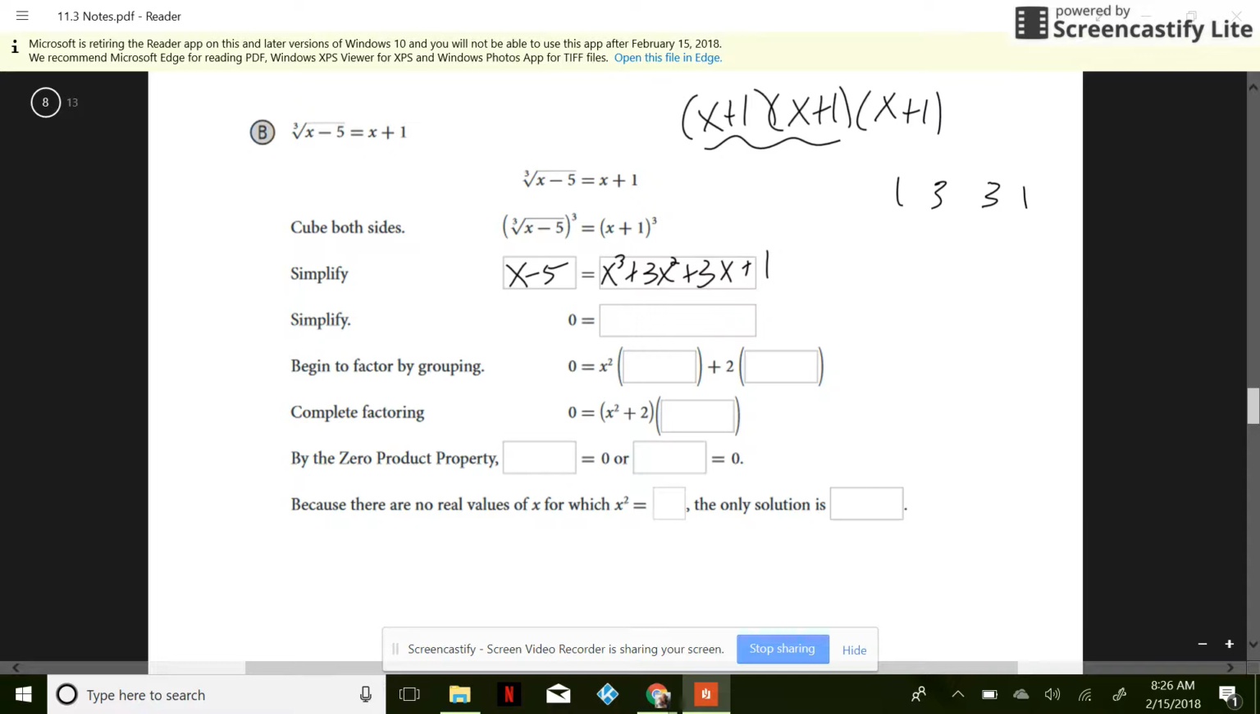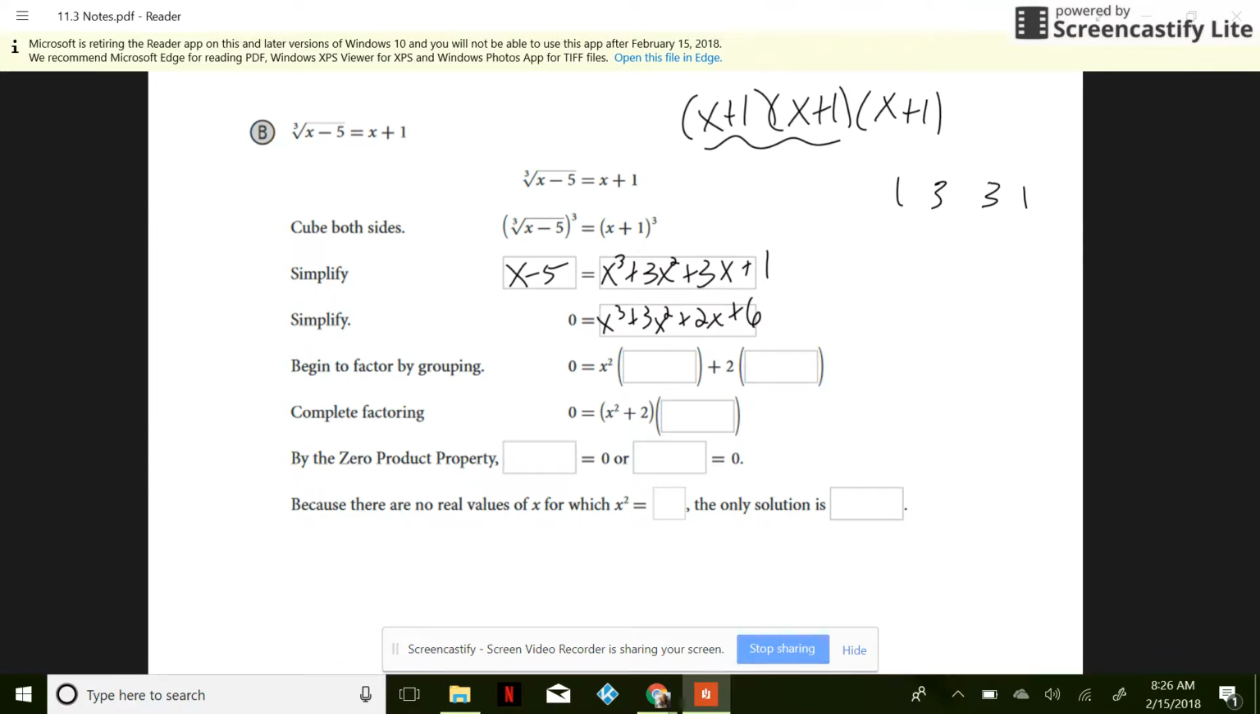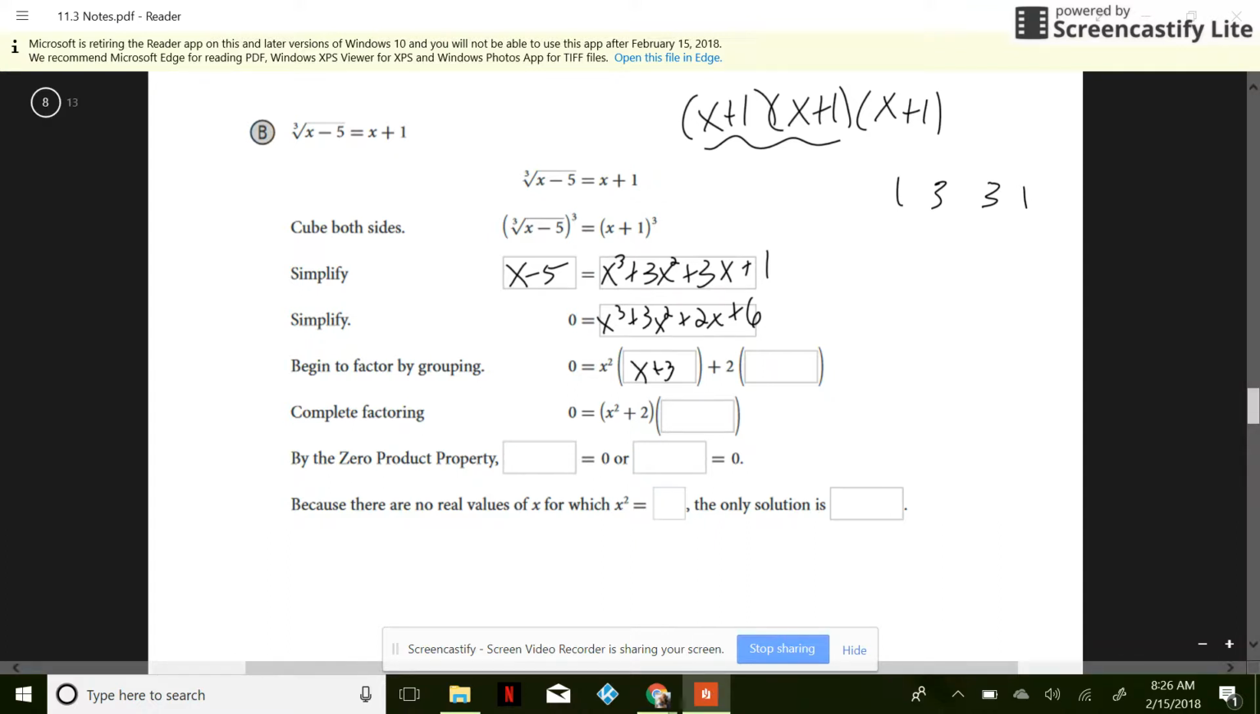So when we want to simplify, again, we want to move everything to one side of the equation and set it equal to 0. So we'll get x cubed plus 3x squared. Subtracting the x, we get plus 2x, and then adding the 5, we get plus 6. So we've got x cubed, we've got something with 4 terms. You want to try factor by grouping. In this case, we can pull out an x squared, we're left with x plus 3, and on the right side here, we can factor out a 2, and we're left with x plus 3.